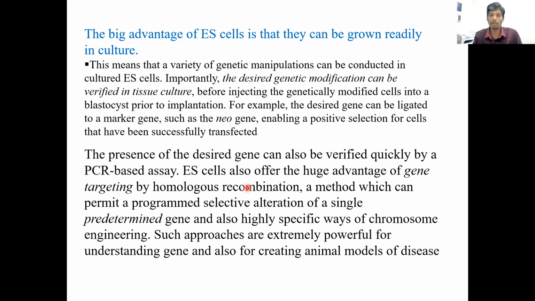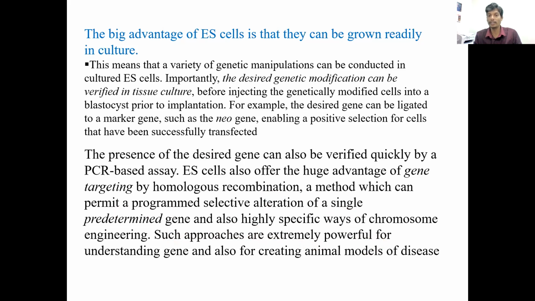Embryonic stem cells also offer a huge advantage of gene targeting by homologous recombination, a method which permits programmed alteration of a single predetermined gene and is also a highly specific way of chromosome engineering. Such approaches are extremely powerful for understanding genes and also for creating animal models of disease.